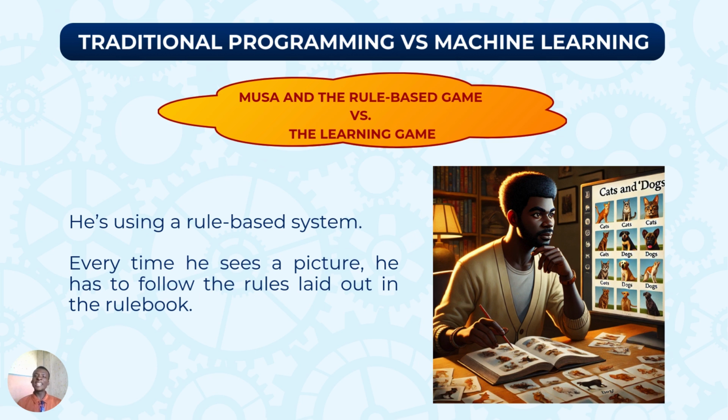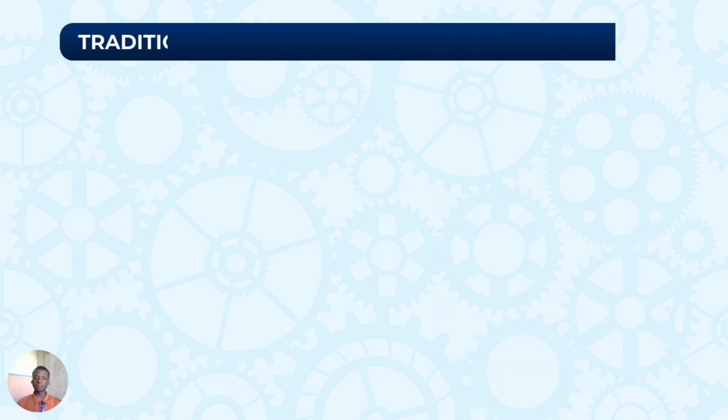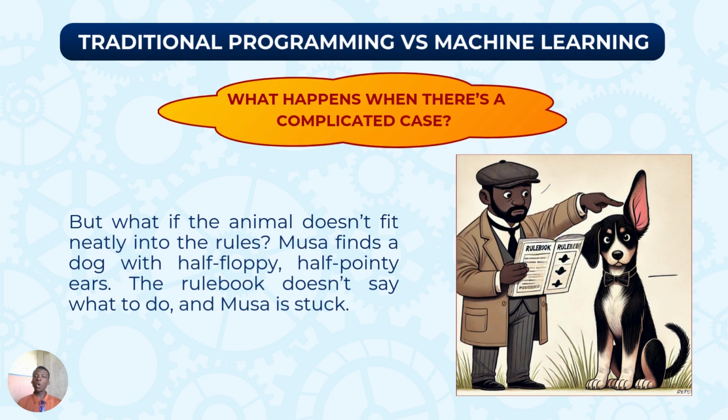The rules are written by someone who studied the animals closely and knows exactly what features make a cat or a dog. But what if the animal doesn't fit neatly into the rules? Musa finds a dog with half floppy, half pointy ears. The rule book doesn't say what to do, and Musa is stuck right now.